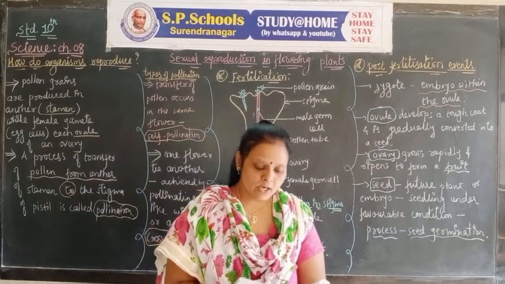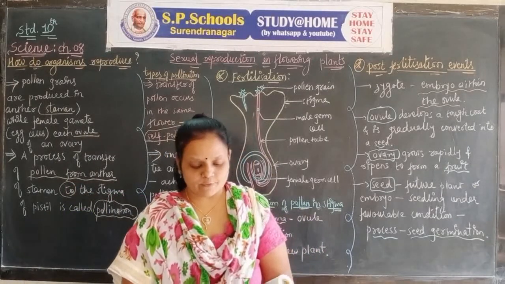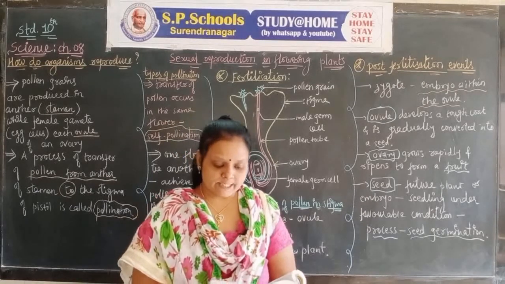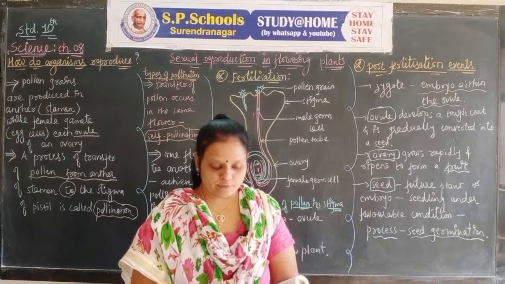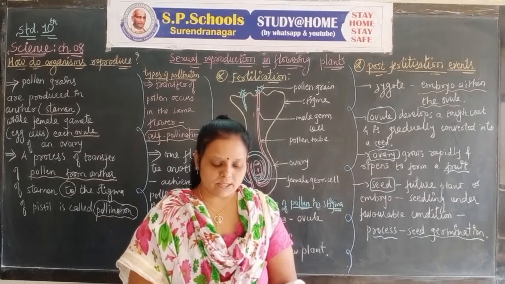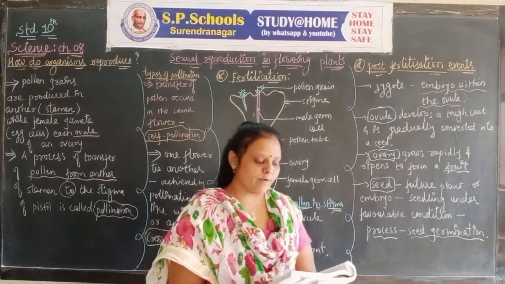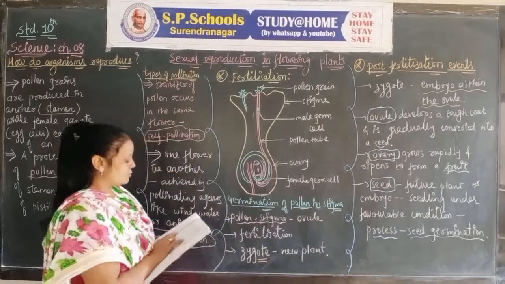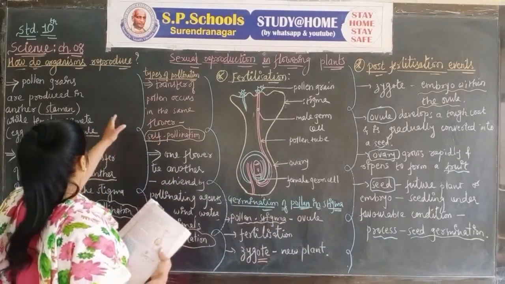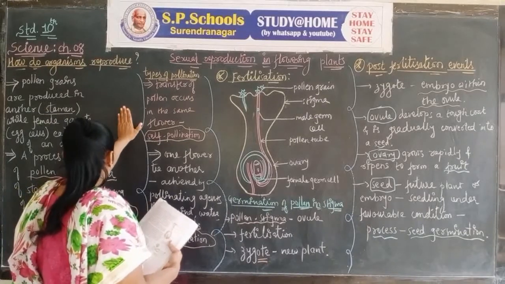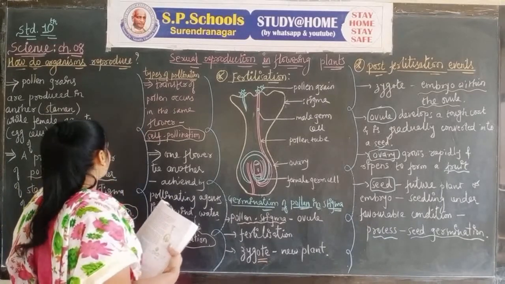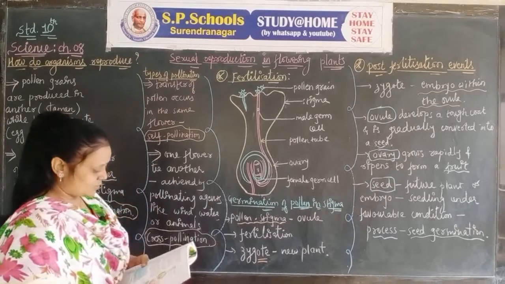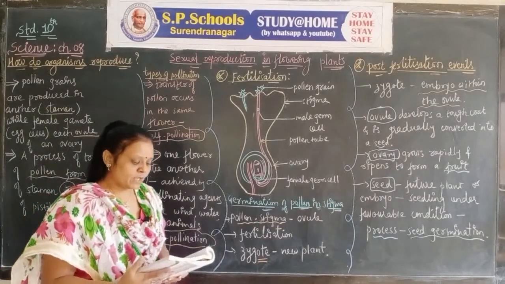Thus the pollen needs to be transferred from the stamen to the stigma. If this transfer of pollen occurs in the same flower, it is referred to as self-pollination. You have to start the answer with the stamen and ovule, then give the definition of pollination and then about self-pollination.